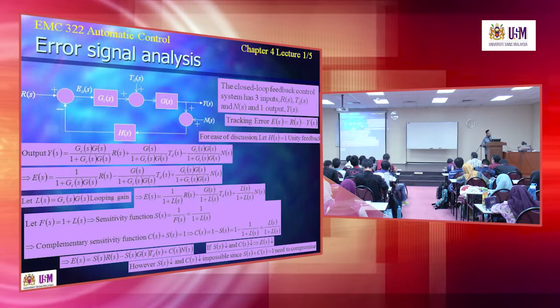Okay. And then another terminology, there is something we call the complementary sensitivity function, which is labeled as C(S). Okay? Why do we call it complementary? Because if we add it with the sensitivity function, it should equal 1. Okay? That's why we call it the complementary sensitivity function. Or if we replace the S here with this equation, basically the complementary sensitivity function is equal to 1 minus S, which is equal to 1 minus 1 over 1 plus L(S), or it is equal to L(S) divided by 1 plus L(S).